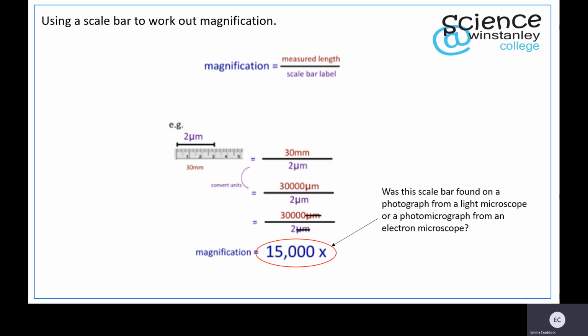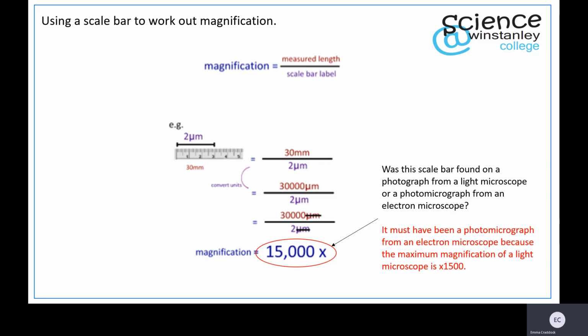Now, do you think this scale bar was found on a photograph from a light microscope or a photomicrograph from an electron microscope? Have a look at the magnification and have a think at which one you think it was. It must have been a photomicrograph from an electron microscope because the maximum magnification of a light microscope is times 1,500, whereas this is much bigger, it's times 15,000, so it must have come from an electron microscope.